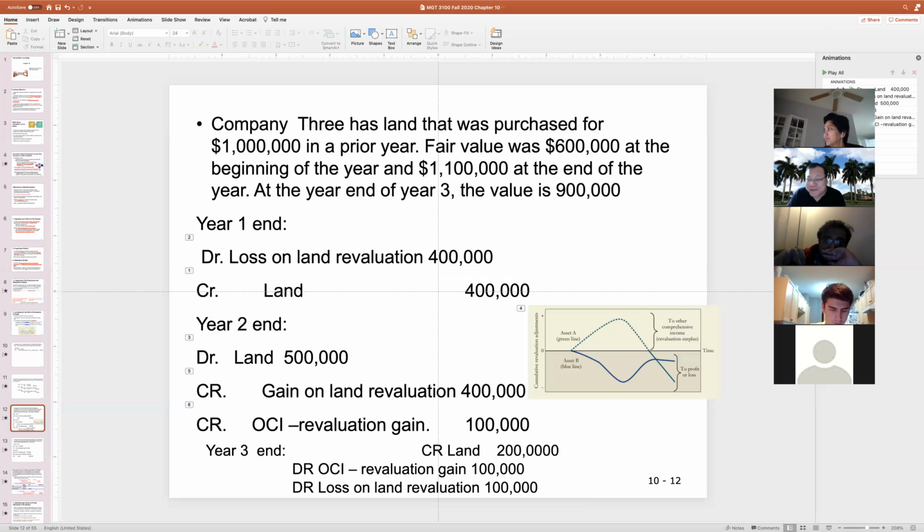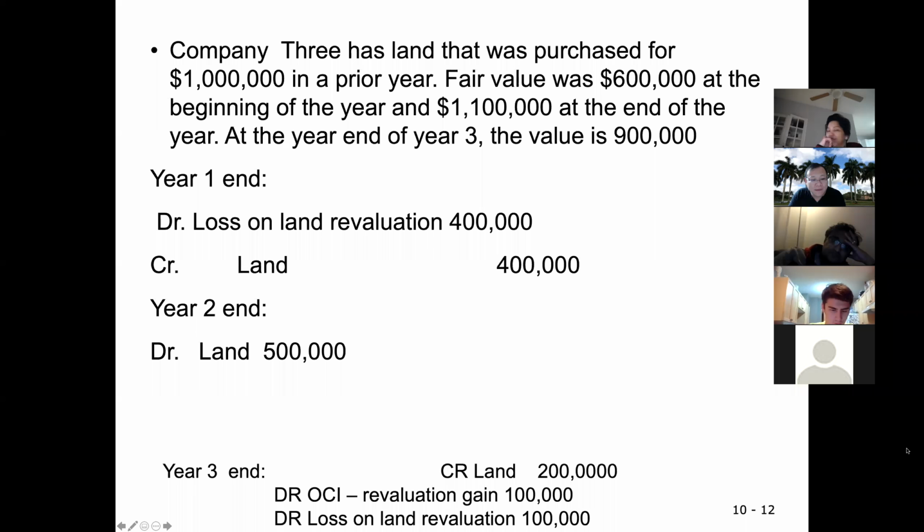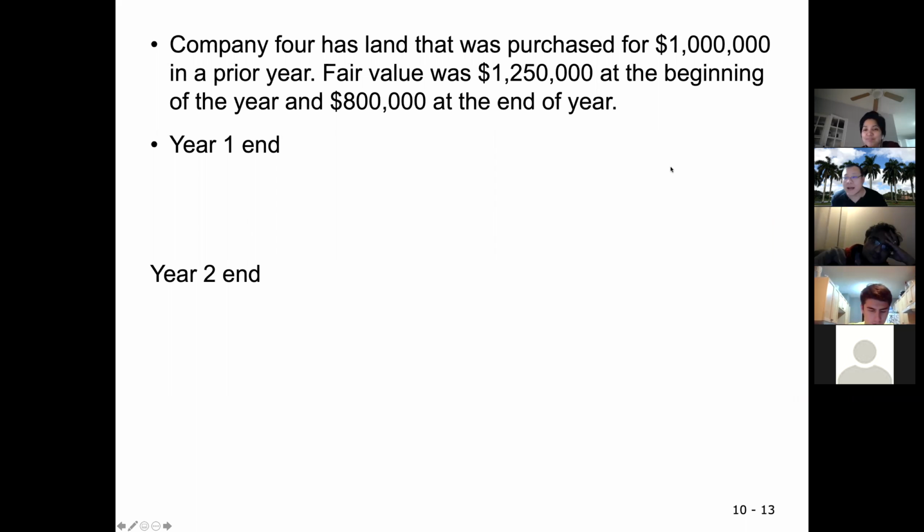Okay, let's do one more question. If you still feel a little bit uncomfortable, let's do more questions. Company 4 has land that was purchased for 1 million. Fair value at the end of year 1 is 1.25 million, year 2, 800. What's my journal entry for year 1? Would it be debit land 250 and credit OCI for 250?